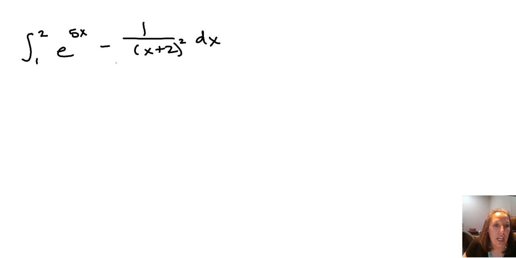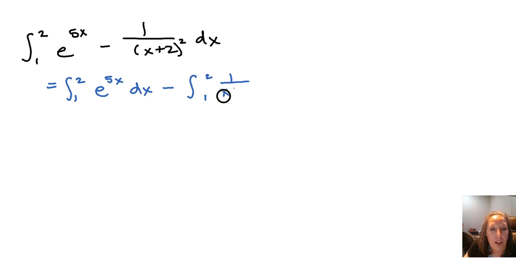All right, let's look at another example. Again, this one involves substitution, but it only involves substitution on one piece. So I'm actually going to break up this integral. We've got the integral from 1 to 2 of e to the 5x minus 1 over x plus 2 squared dx. I'm going to break this up into two integrals. And so I'm going to go the integral from 1 to 2 of e to the 5x dx minus the integral from 1 to 2 of 1 over x plus 2 quantity squared dx.